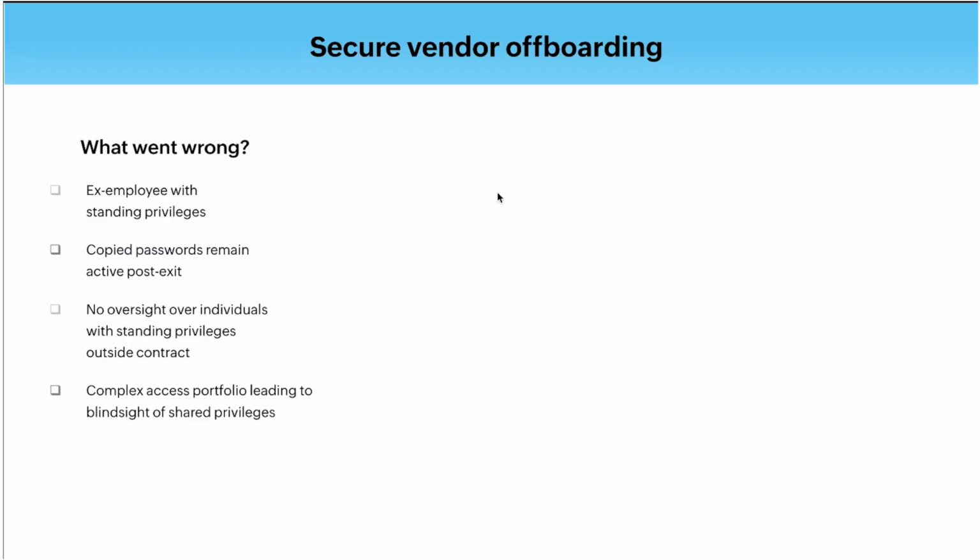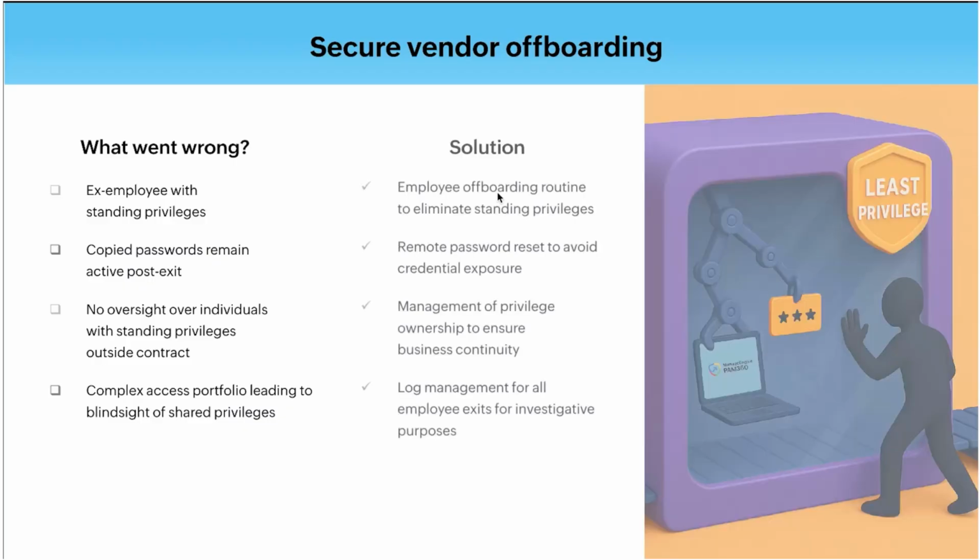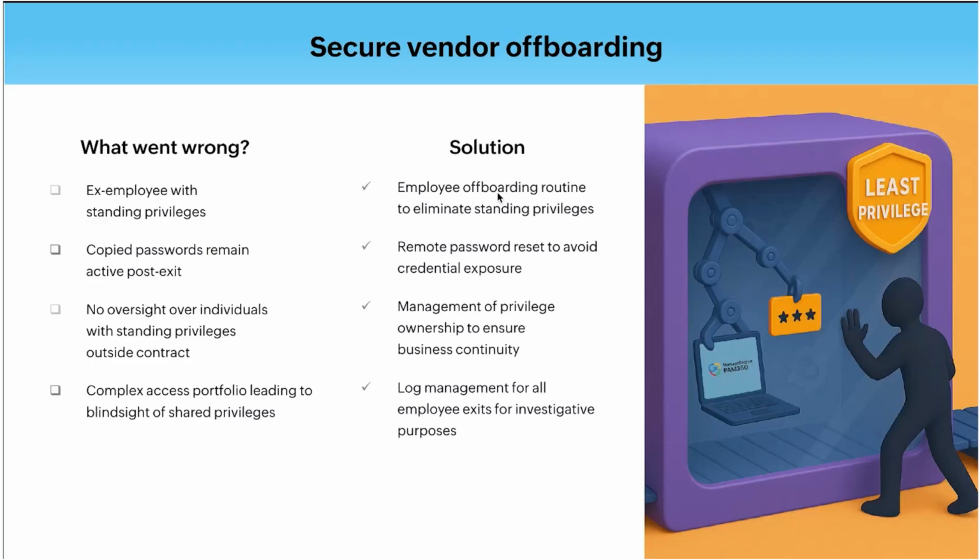And the problem here also lies in that these privileged users often have complex access portfolios that can lead to blind spots in shared privileges. So the solution again is pretty simple, right? You need to create an employee offboarding workflow where the copied passwords are rotated, and the privileges and other permissions associated to John are transferred to a different ownership, right? Log management for all employee exits is also managed for investigative purposes, right?